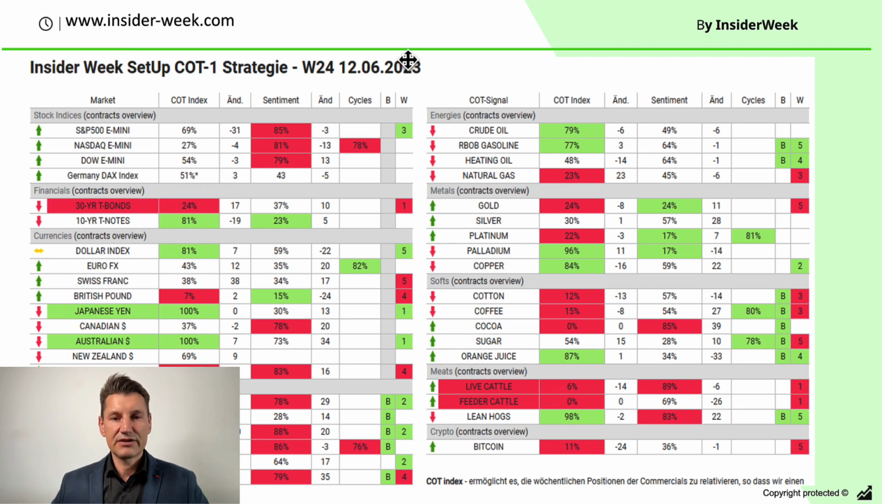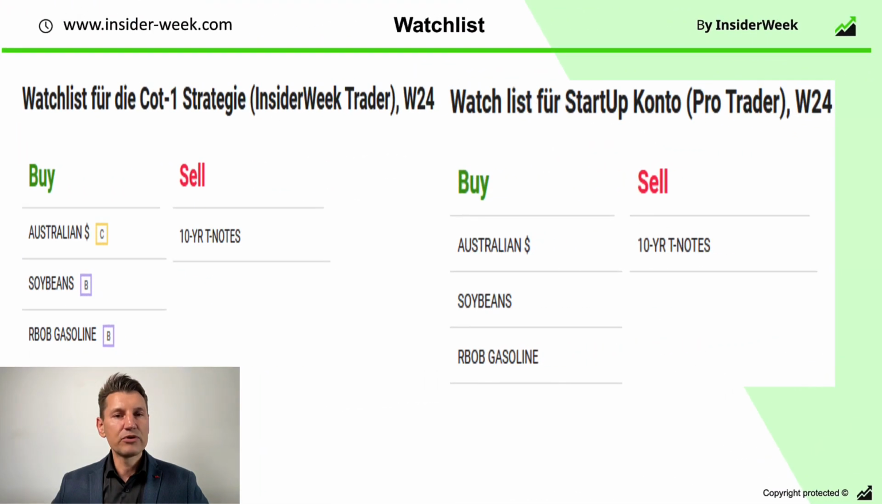In the last section of COT Map, you see the number, how old is a COT signal. The measure is weeks. For example, a new COT signal is 1 week old. The old COT signal in S&P 500: we got 3 weeks ago a buy signal based on COT data and S&P 500 E-mini. I put on the watch list markets with new and old COT signals.